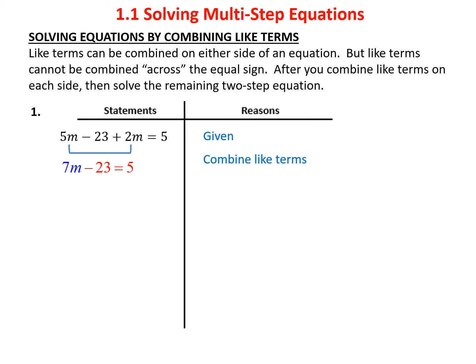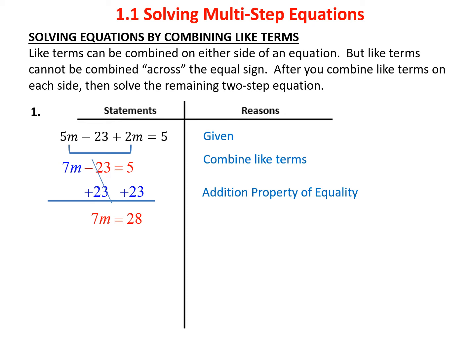Like we learned above, we start by undoing the addition or subtraction. So the opposite of subtracting 23 is adding 23. So I'm going to add 23 to both sides. Remember, I can do that because the addition property of equality says if you add the same number to both sides, the equation is still valid. But when I do that, my minus 23 is gone, and I simply have 7m equals 28.